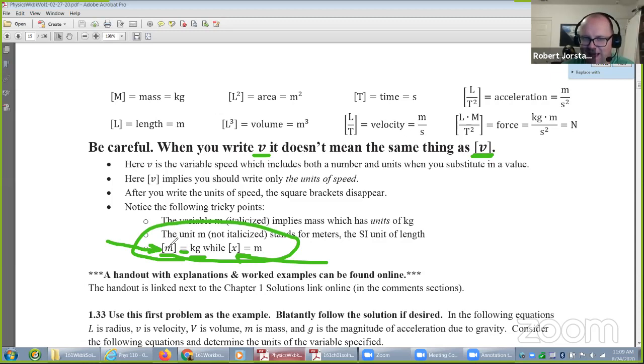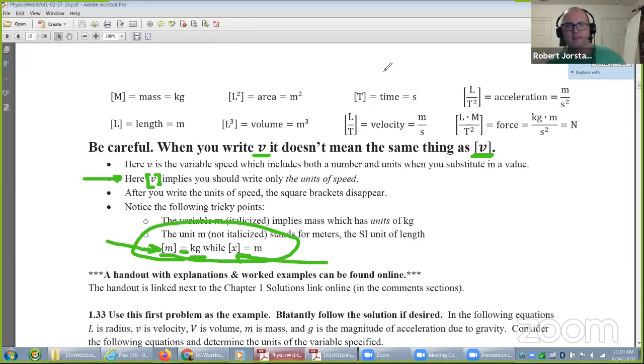Notice M in italics is different than M without italics. And you're going to see this forever. I wish there was an easier way because that's very hard when you're handwriting. But I want to point out that meters and mass are two different things, even though they both have the same letter M. We're going to try to be very clear with this, and I'll show you some ways to do that in just a second. Here's another example. Let's say we have this term velocity, or speed. Here, the square brackets mean the units of.